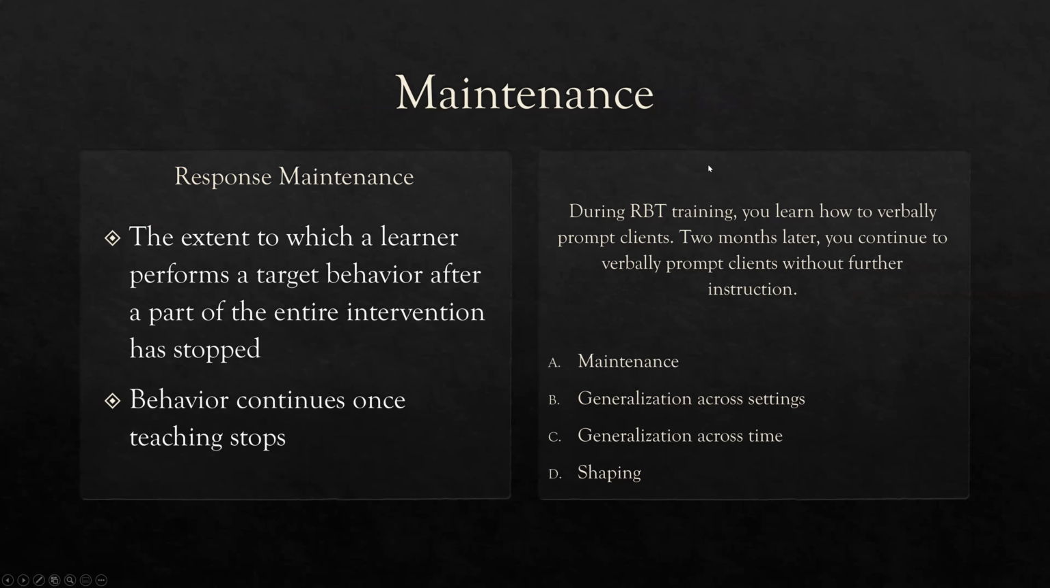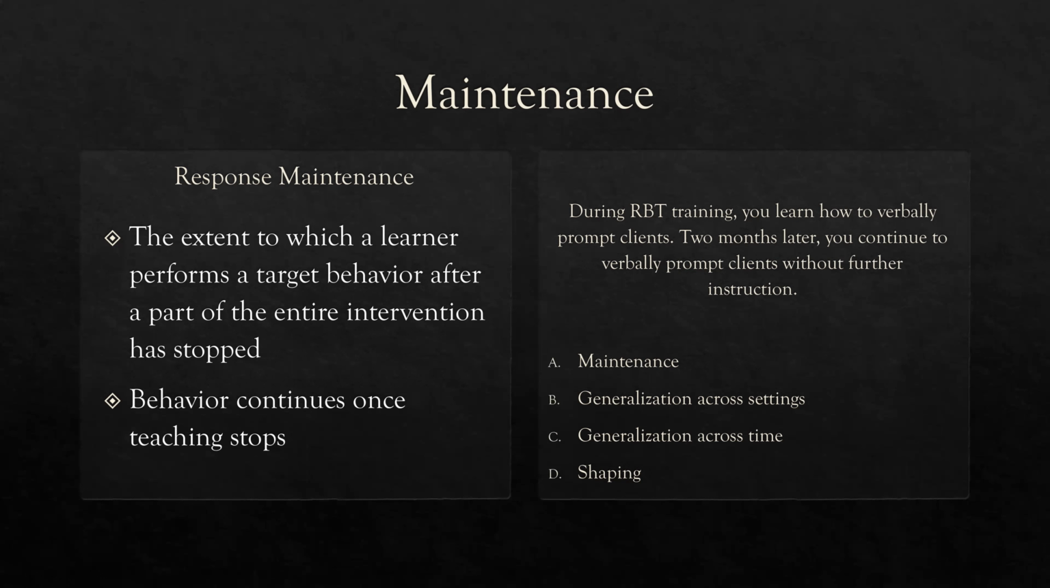Okay, response maintenance. Maintenance is the other side of the coin for generalization, just like we talked about in the beginning. It's the extent to which your learner performs a target behavior after part or the entire intervention has stopped. So think about 2 plus 2. Can you still add 2 plus 2? Sure. When's the last time somebody taught you 2 plus 2? Could be years ago. That behavior has maintained. It's a learned behavior. Instruction stops, learned behavior continues. Simply put, behavior continues once teaching stops.